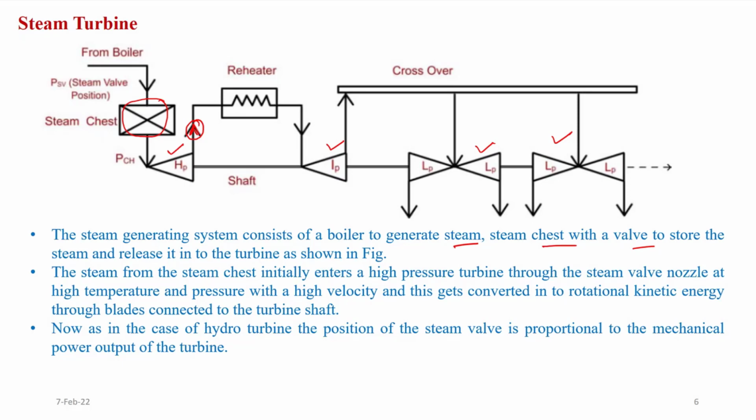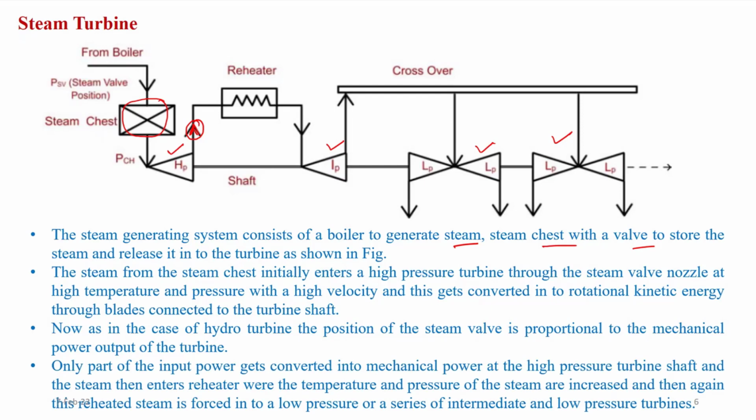Okay. So these steam turbines are actually horizontally installed in contrast to the hydro turbines. Hydro turbines are vertically installed, but the steam turbines are horizontally installed, right? Part of the input power gets converted into mechanical power at the high pressure turbine shaft, and the steam then enters the reheater where the temperature and pressure of the steam are increased, and then this reheated steam is forced into a low pressure or a series of intermediate and low pressure turbines. Okay, so now we'll see.